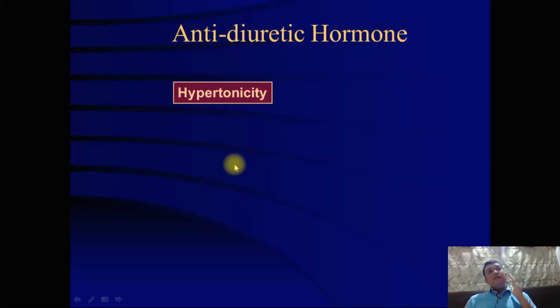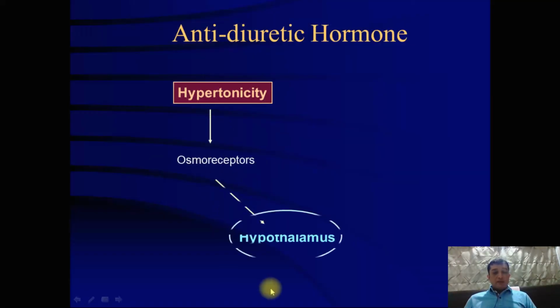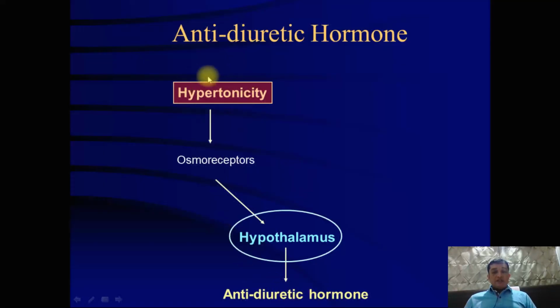Hypertonicity, right? Remember that there are osmoreceptors in the hypothalamus that are able to sense the concentration of solute in the body fluid. So if there is hypertonicity, that means solute concentration is more or water content is less, any of this will lead to hypertonicity, right? This is sensed by osmoreceptors in the hypothalamus, and then it will lead to release of antidiuretic hormone. So now the volume will increase. Once the water content increases, this will again lead to normotonicity. Normotonicity means 300 milliosmol per liter in the blood, right?